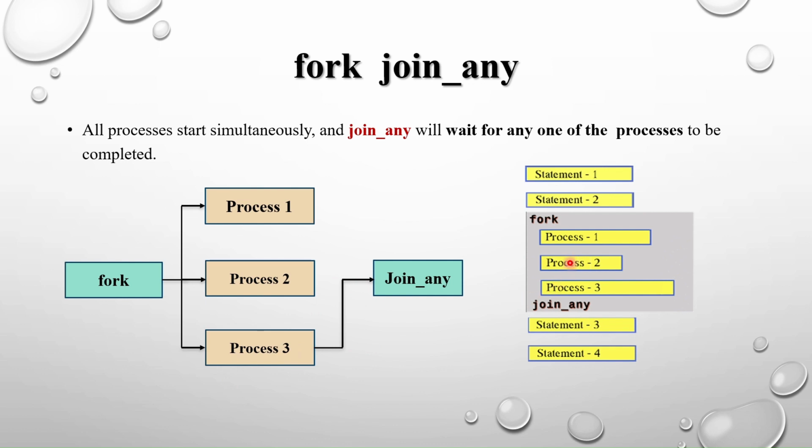Here also you can see, statement 1, statement 2, after that the fork join any block. Here process 2 has the minimum amount of time. So after the completion of process 2, it comes out of the block. Statement 3 and statement 4. Once more, see, process 2 is completed, then process 3, process 4. Like this, fork join any.